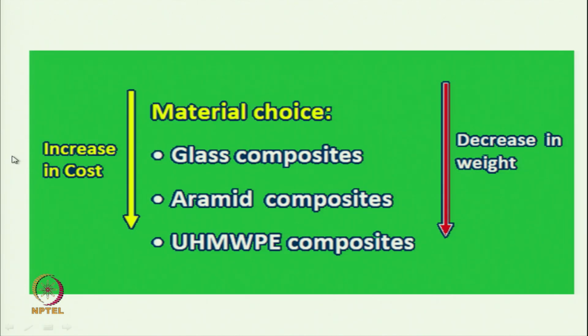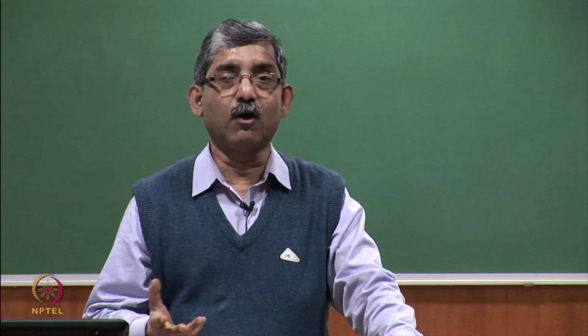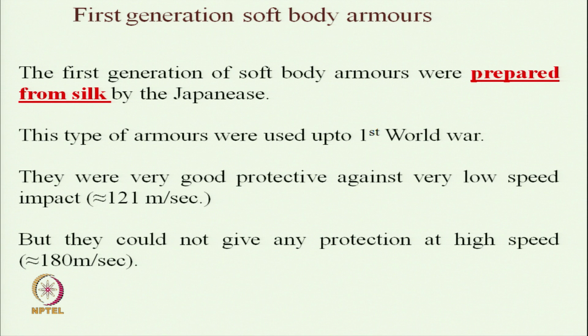But with all these changes it goes with enhanced cost. As we try to decrease the weight, the cost is also increasing. Glass composite, aramid composite and ultra high molecular weight polyethylene composites: this trend is to reduce the weight. So, how did these soft body armors evolve? Soft body armor means body armor with flexibility.